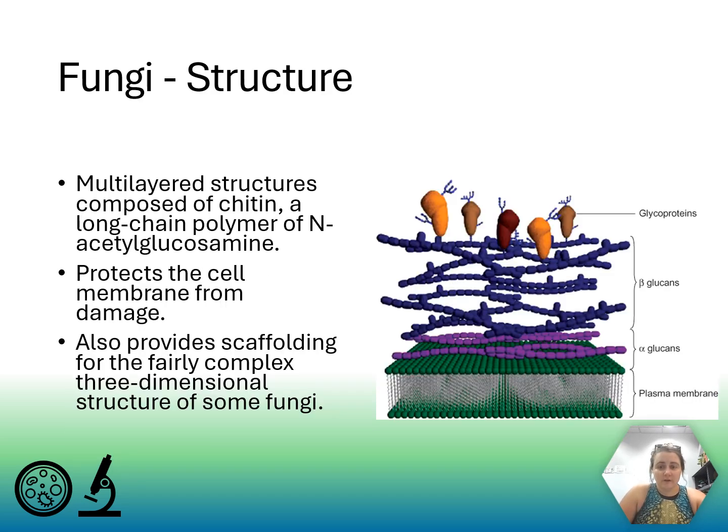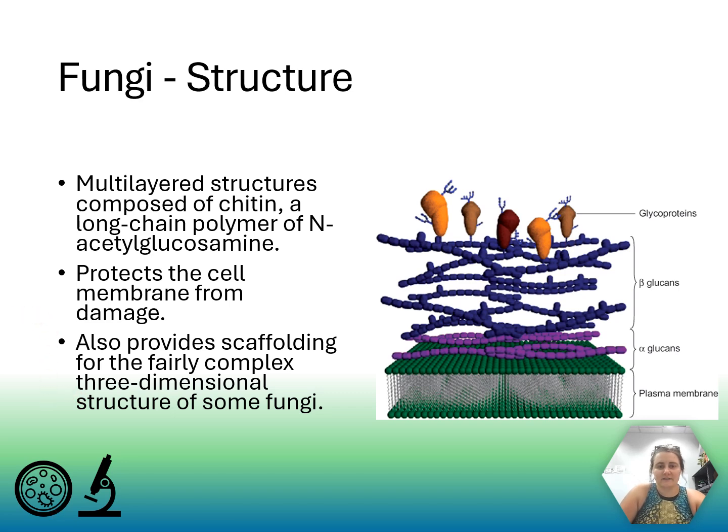When we look at fungal structures, remember that structure is always important to how we potentially remove something or make something more beneficial to us. They have multi-layered structures, and they actually have a component called chitin. Chitin is actually found in the shells of a lot of shellfish, like lobsters. So it's a slightly different type of polymer. It's a long chain polymer of this compound called N-acetylglucosamine.